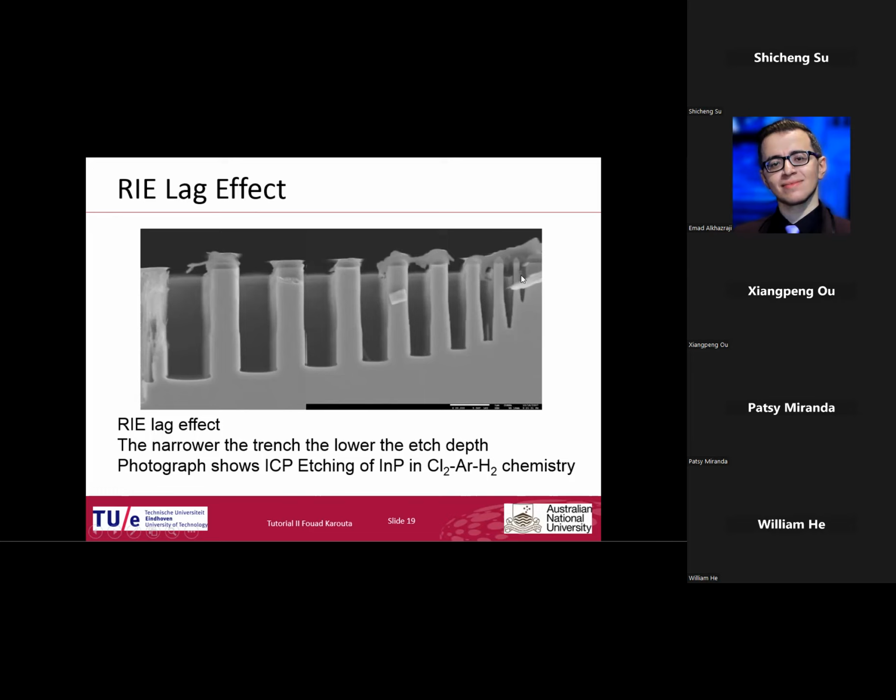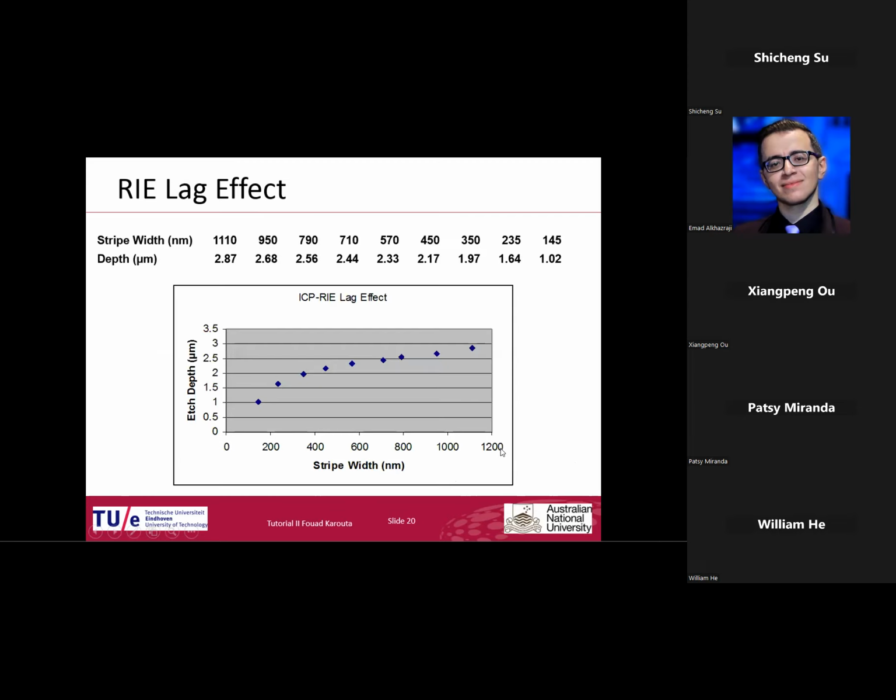So if you are working on photonic crystal, bear in mind you need a much longer etching time to achieve the depth you want compared to larger structures. This is indium phosphide etched in chlorine argon hydrogen chemistry. And that is just the same table, the value of the etch rate in micrometer at that depth.